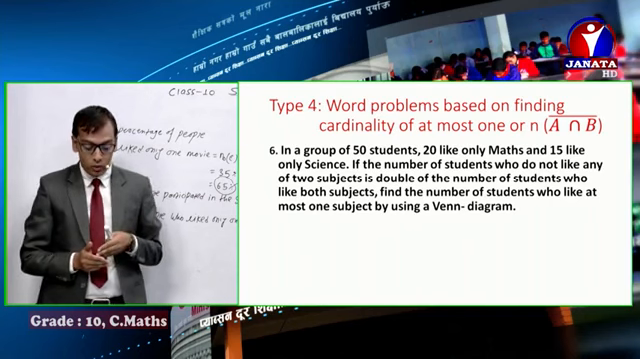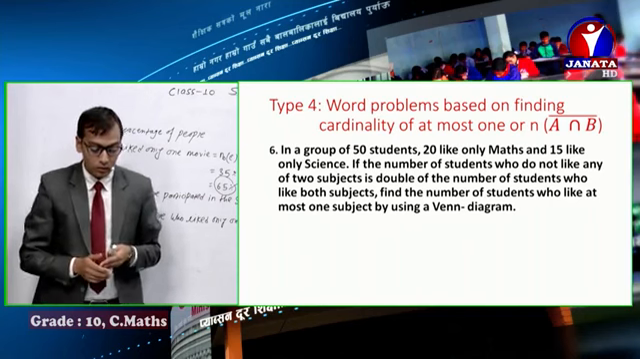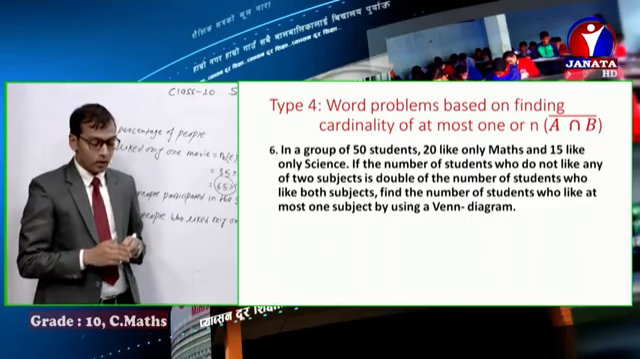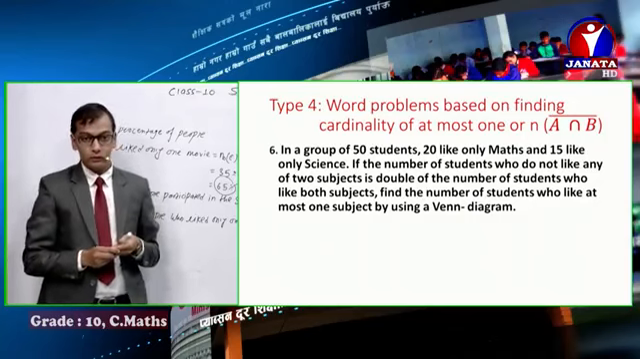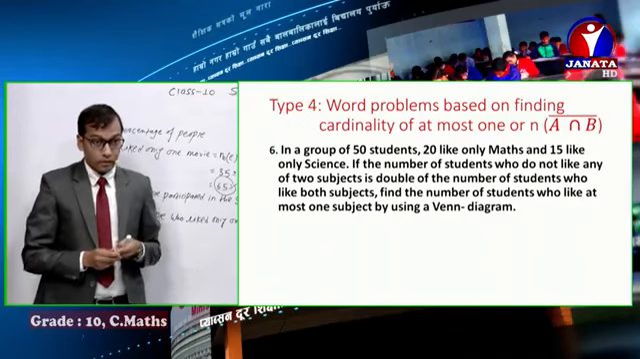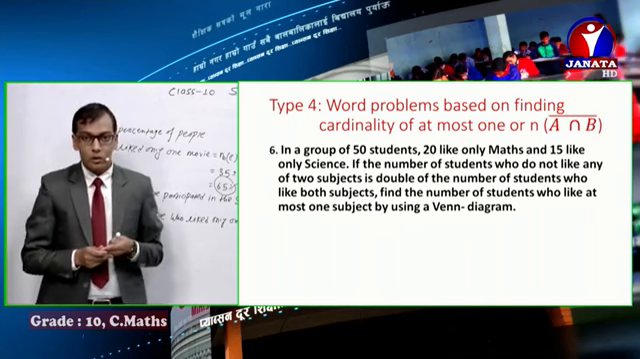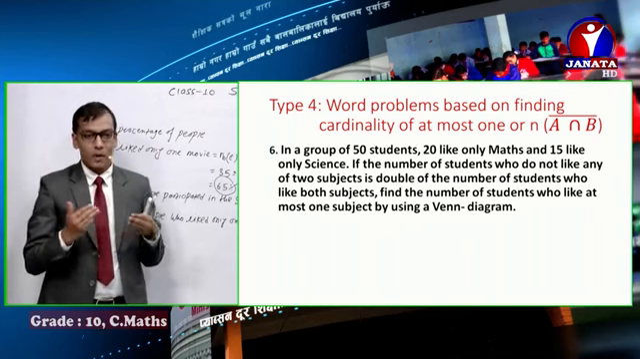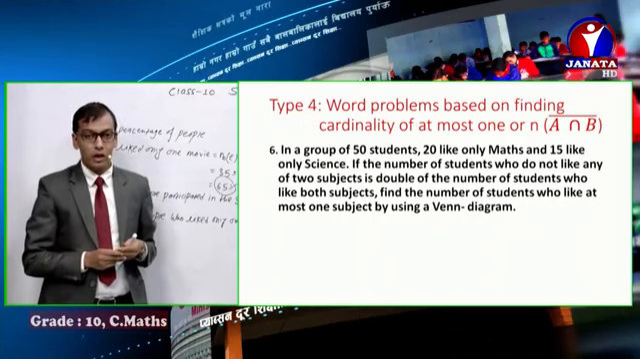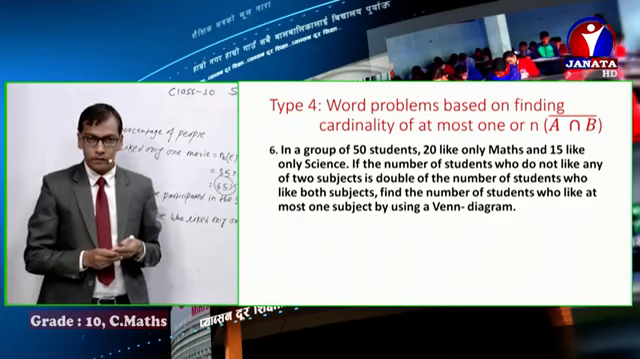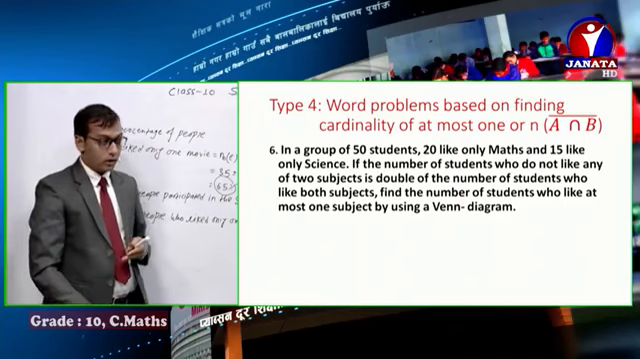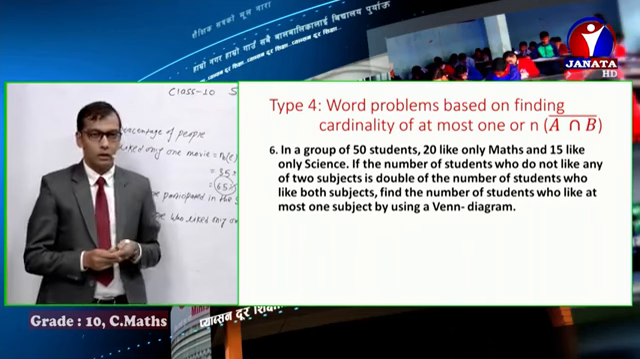Find the number of students who like at most one subject by means of a Venn diagram. So let's try to solve this question. Okay, questions based on two subsets from my part are completed. We can find similar questions in our exercise book. Now let me move into the next topic for today's class.